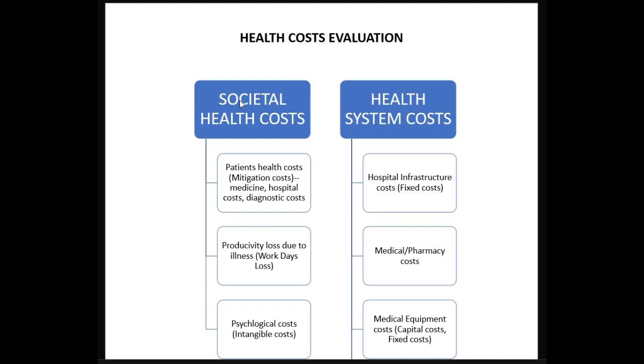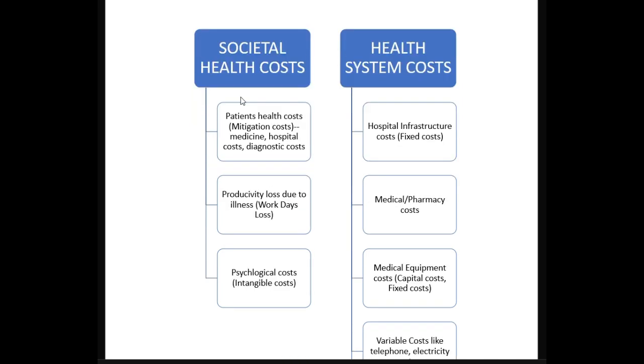And so the first one, societal health cost. In this we will be looking at different types of cost. There are three major types of health costs. Number one, patients' health costs, which are mitigation costs. These include medicine, hospitalization cost, diagnostic costs, and transportation cost through which a patient is taken to the hospital. These are a kind of direct health cost in the societal portion.